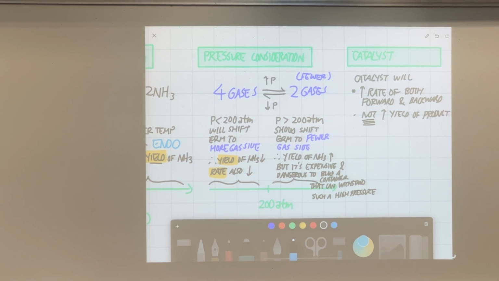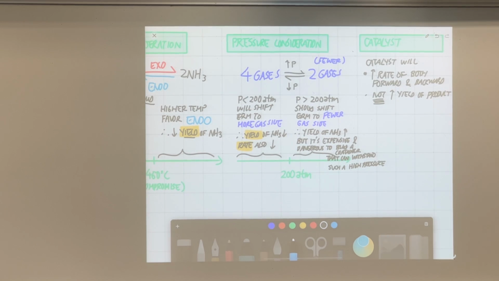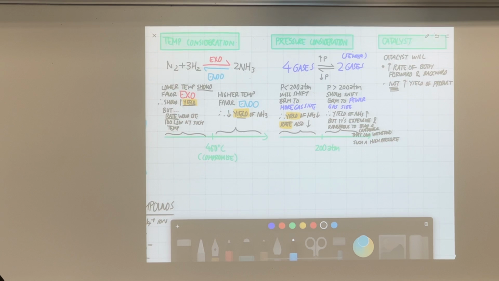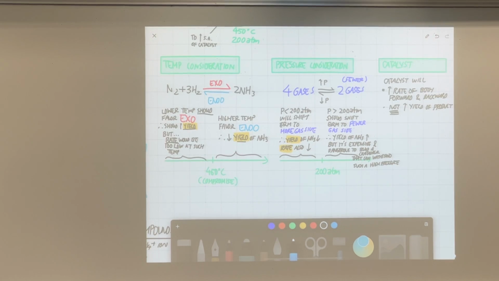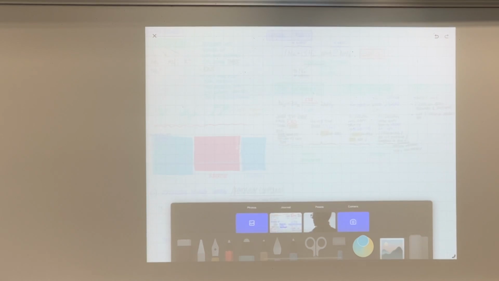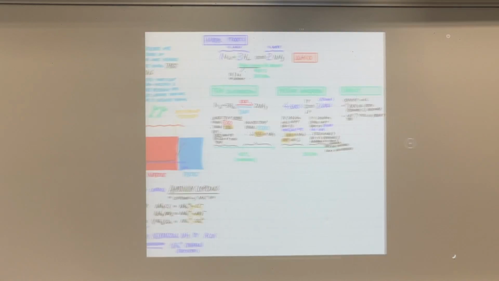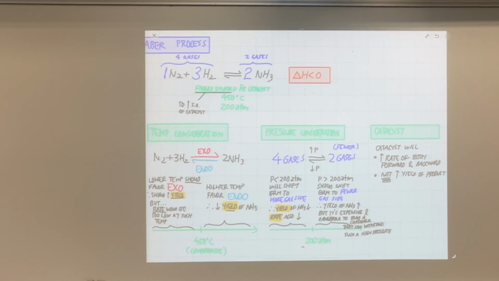So it will not increase the yield of product, but you can get the same amount of product in shorter time. And you see I left some space in there for the catalyst consideration graph because I want to ask you all a question. So you can finish copying this first. These are the two things catalysts will do. Any question about temperature consideration and pressure consideration? No. Okay.